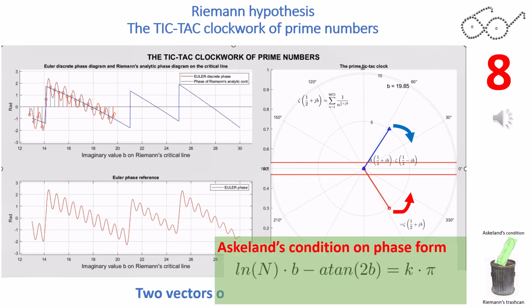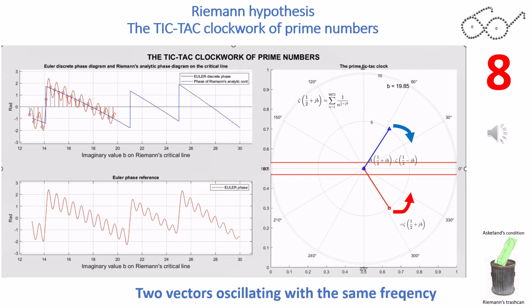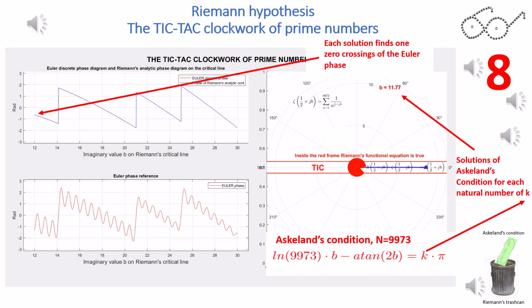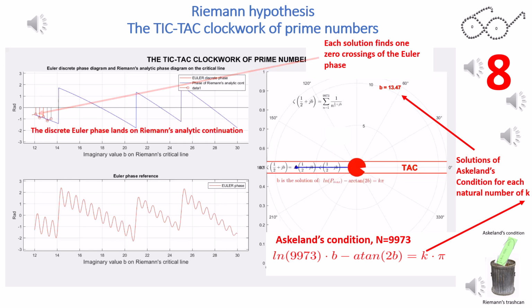When I solve the equation, I find the zero crossings of the Euler product. Let's run the plot again with the solution of Askeland's condition for n equals 9973. So I solve Askeland's condition for every k value. And this b value will find one zero crossing of the Euler phase diagram. The plot now matches Riemann's analytic continuation discretely.